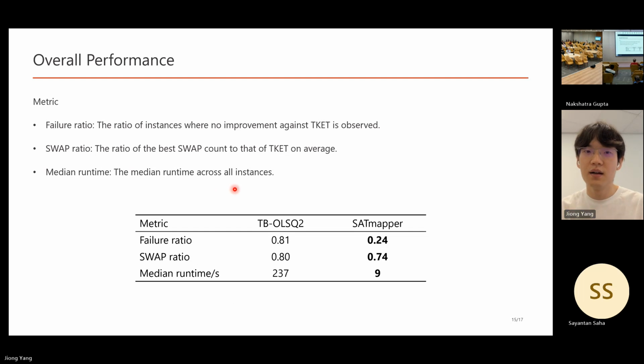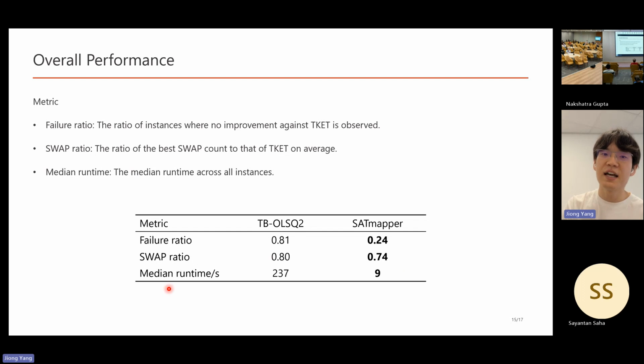The following table summarizes the comparison between TB-OLSQ2 and SAT Mapper. The first row presents the failure ratio, where TB-OLSQ2 had no improvement on 81% of instances, while SAT Mapper only failed on 24% of instances, achieving a reduction of 57%. Remember, lower is better for all the metrics. The second row is swap ratio, where TB-OLSQ2 achieved a ratio of 0.8, while SAT Mapper lowered the ratio to 0.74, an improvement of 6%.